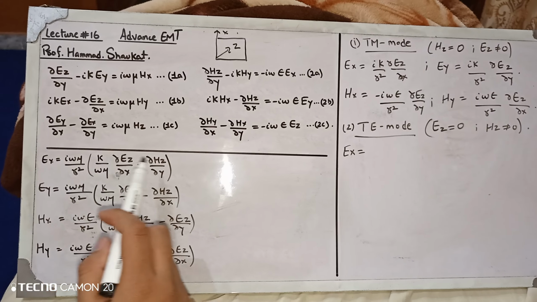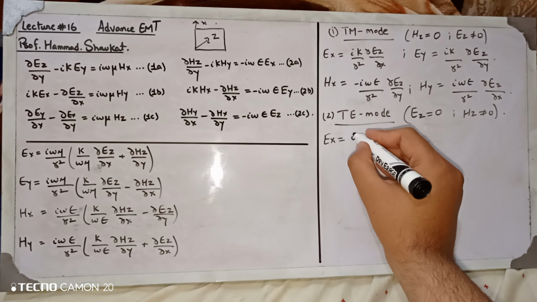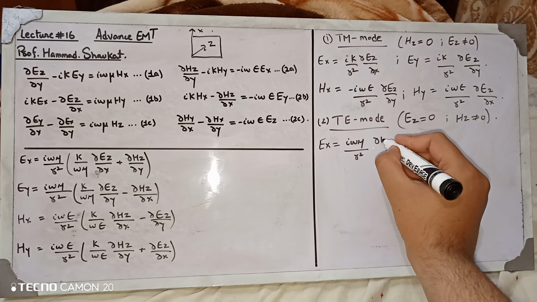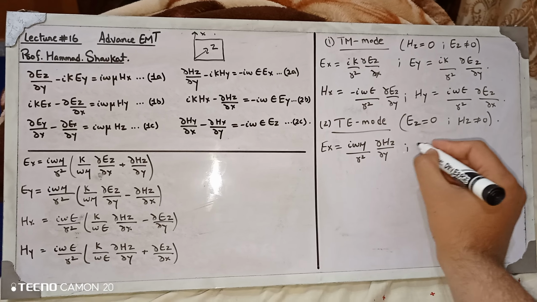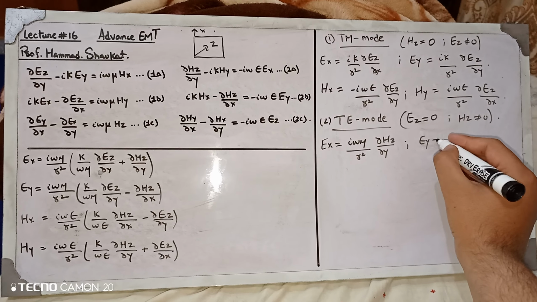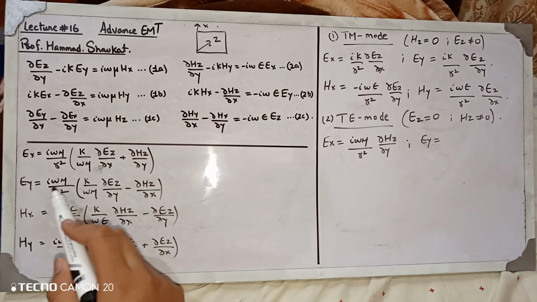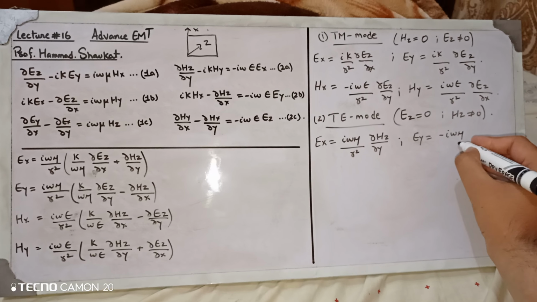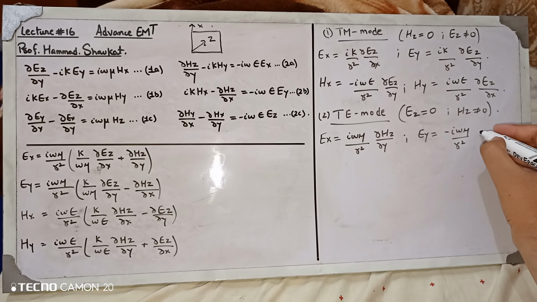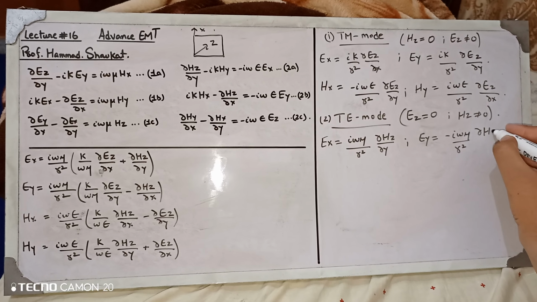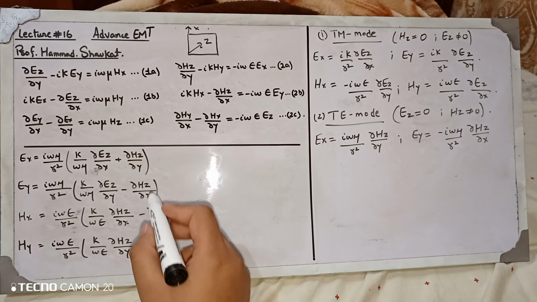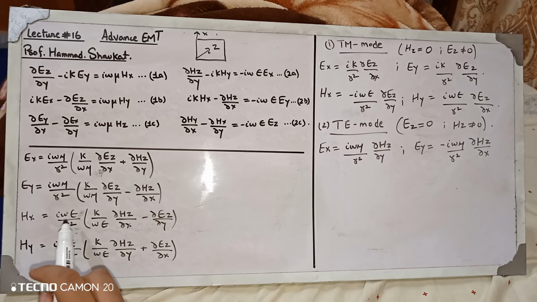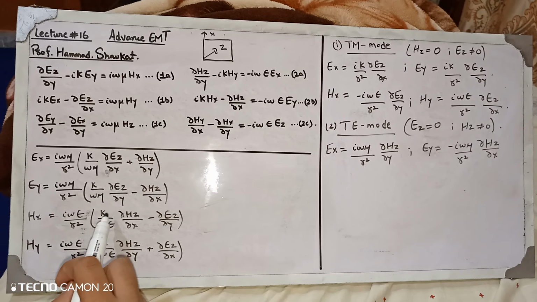You will be left with your final expressions. You will only be left with this multiplied by this, and you will get the expression of E of x is iota omega mu divided by r square partial Hz divided by partial y. Similarly, for E of y, this Ez becomes 0, so this multiplied by this, and there is a minus sign, so minus iota omega mu divided by r square multiplied by partial Hz divided by partial x, which is this. Now here is Ez and here is Ez. Now these are 0, and this multiplied by this, and this multiplied by this. This is for H of x, this is for H of y.